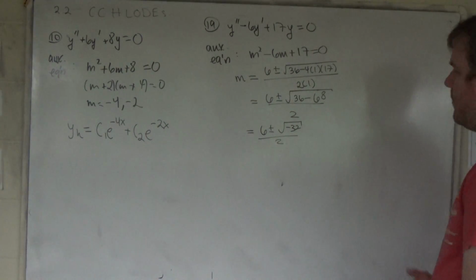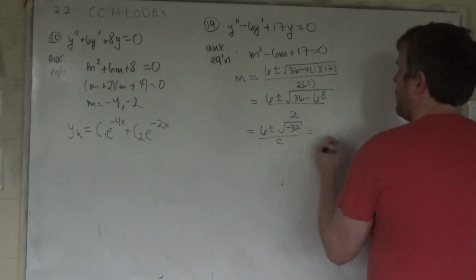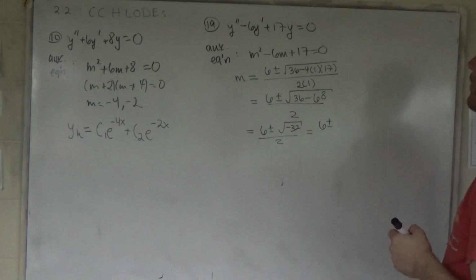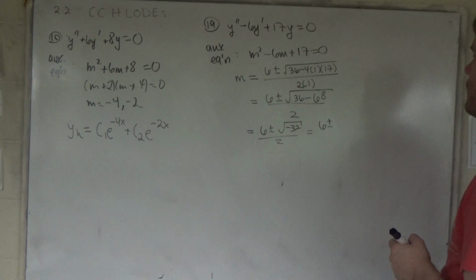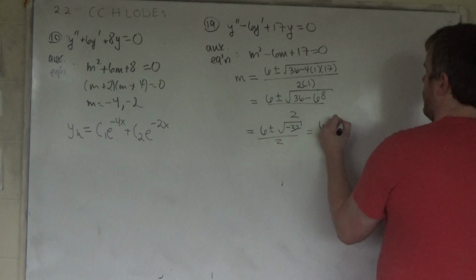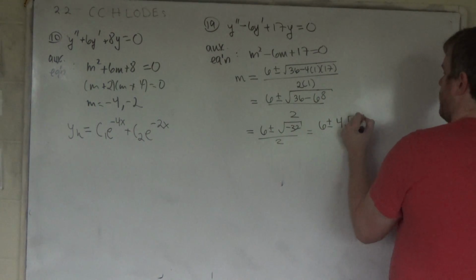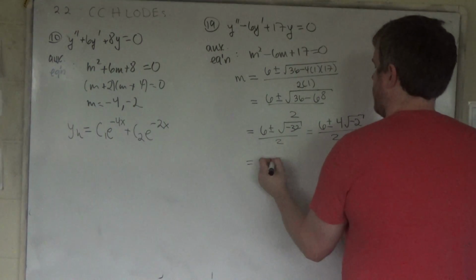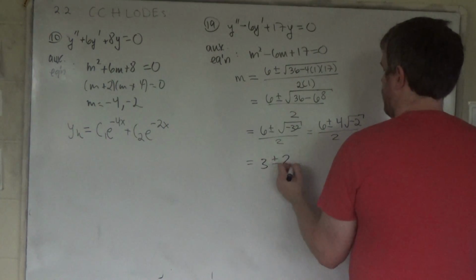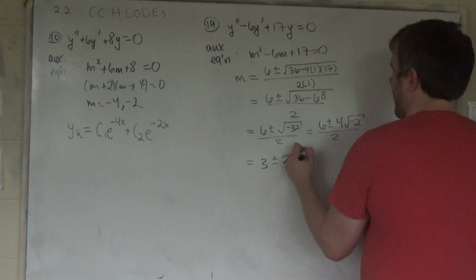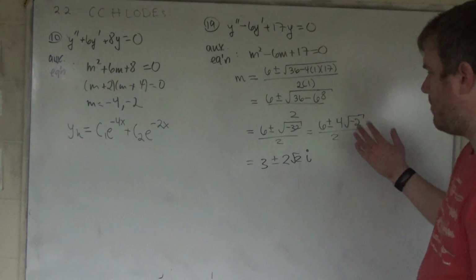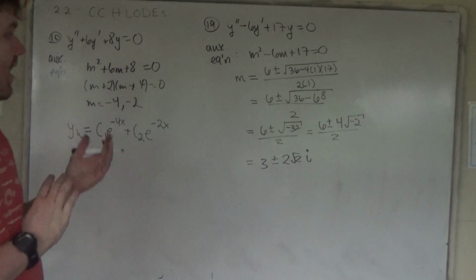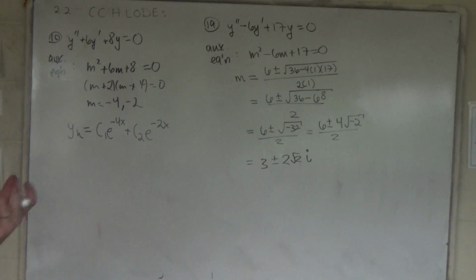Oh man, it seems like this problem never ends. We need to simplify this. I can pull out a perfect square from 32. 32 is 16 times 2. So it's 4 times the square root of negative 2 over 2, which is 3 plus or minus 2 root 2 i, i being the square root of negative 1. Now, we have complex roots in this case, and that changes the form of our answer.